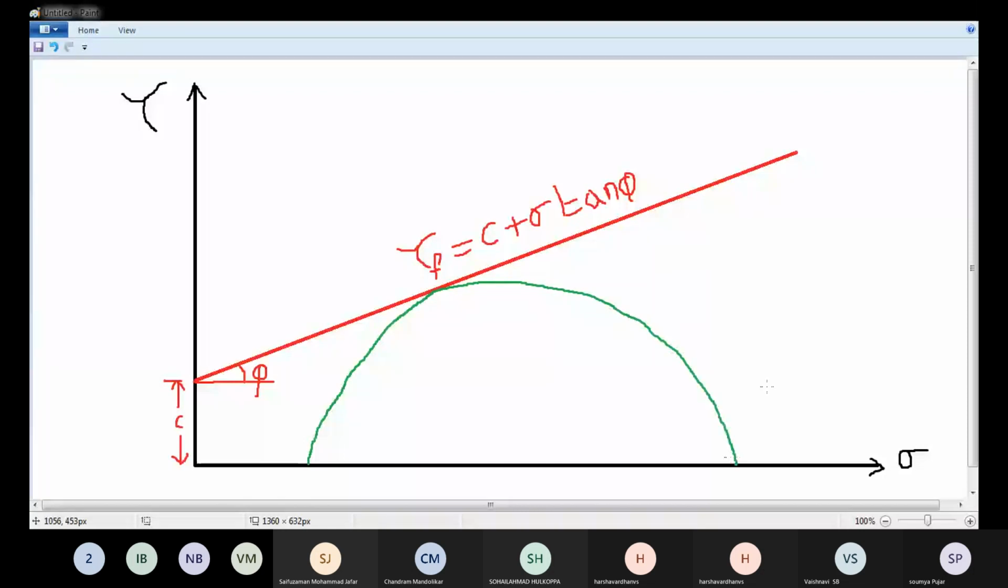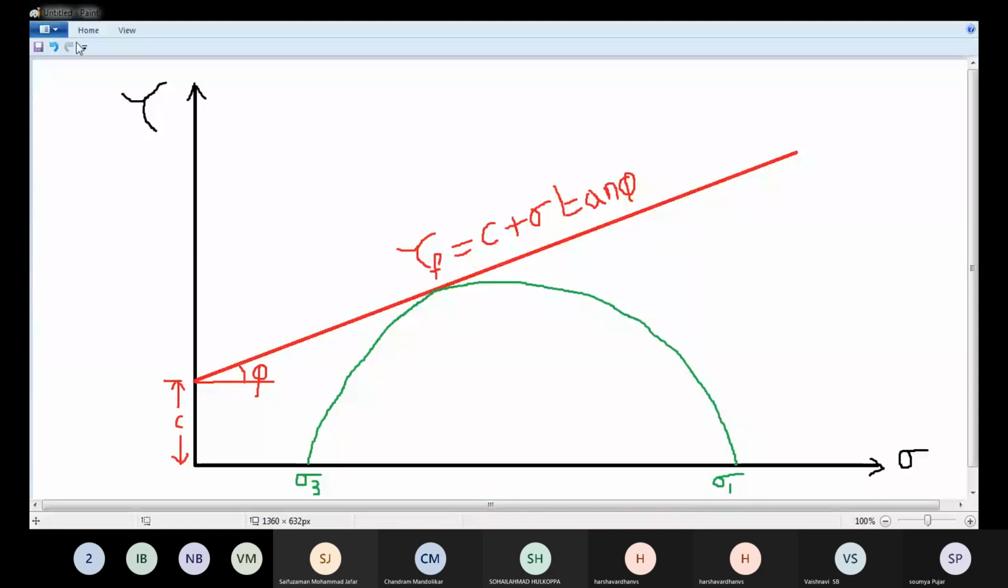So we'll just combine both the theories. We'll modify them to simplify our effort and calculation. We'll assume that the strength envelope relationship is linear and it is tangential to the Mohr circle. So this is our strength envelope or failure envelope, and this strength envelope is tangential to the Mohr circle.